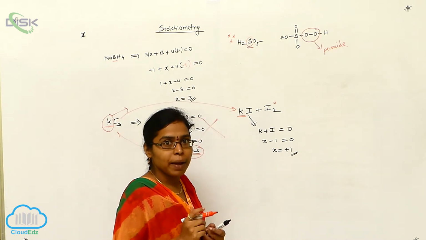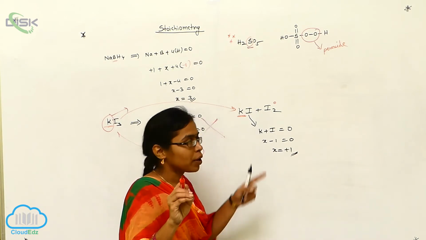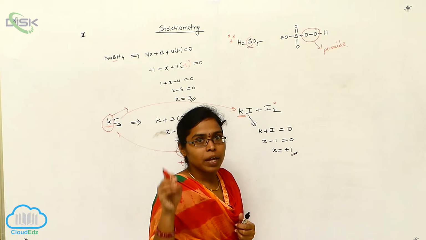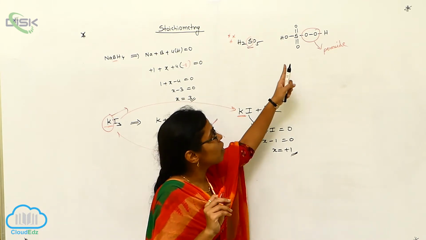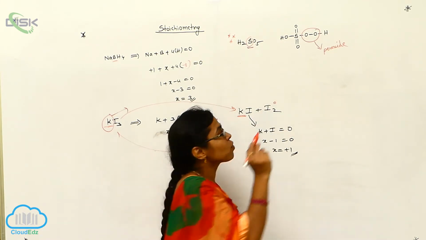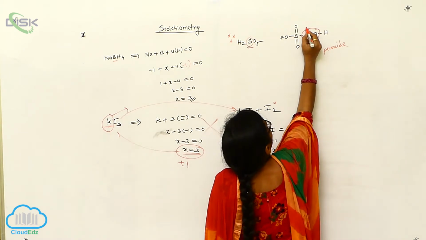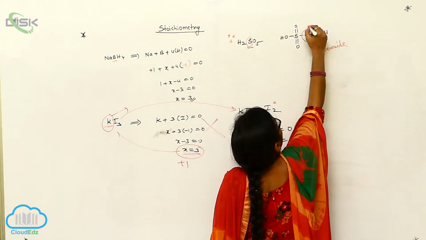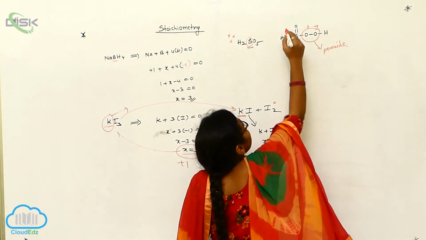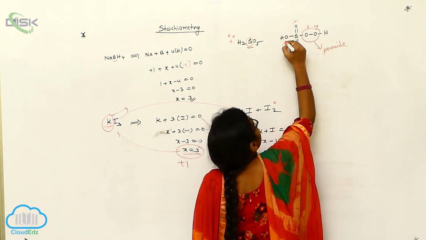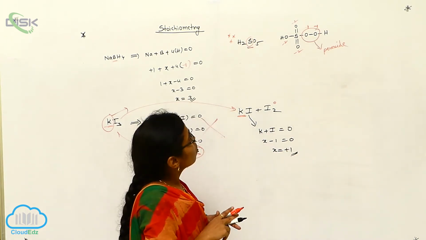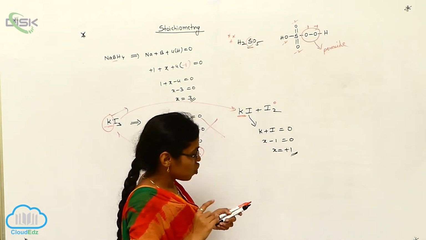Which one here? The -1. Generally it is -2, but here the oxygen atoms form which bond? Peroxide bond. In the peroxide bond, each oxygen atom shows the -1 oxidation number. For this one -1 and for this one also -1. Remaining ones are the -2 each. So what will be the sulfur's oxidation number?